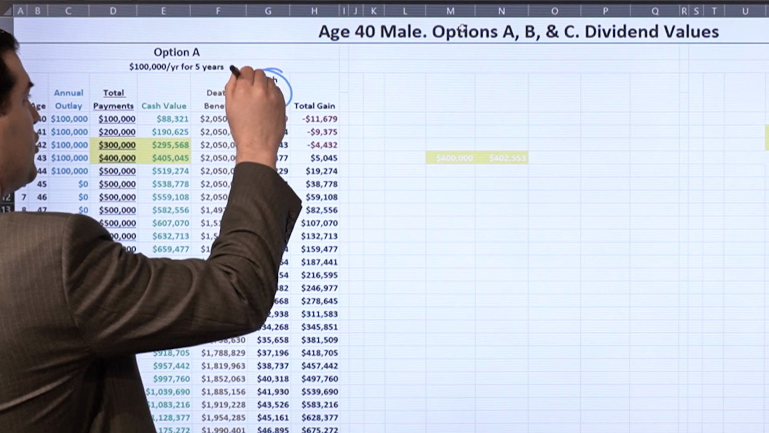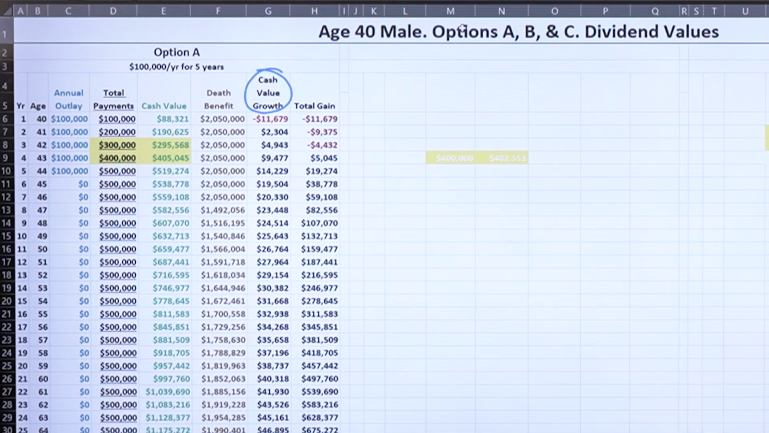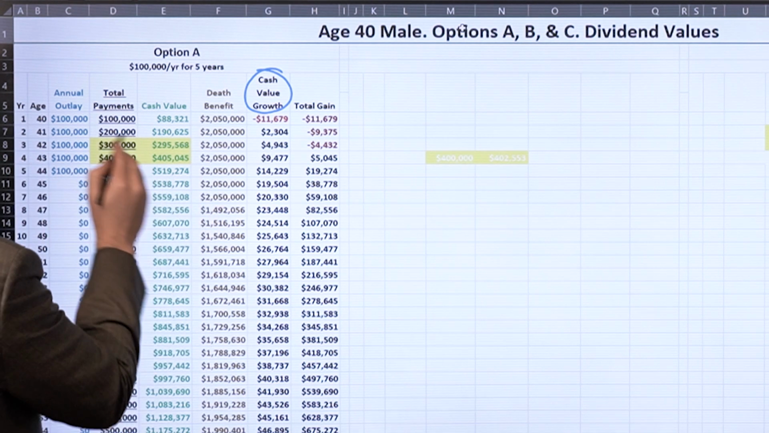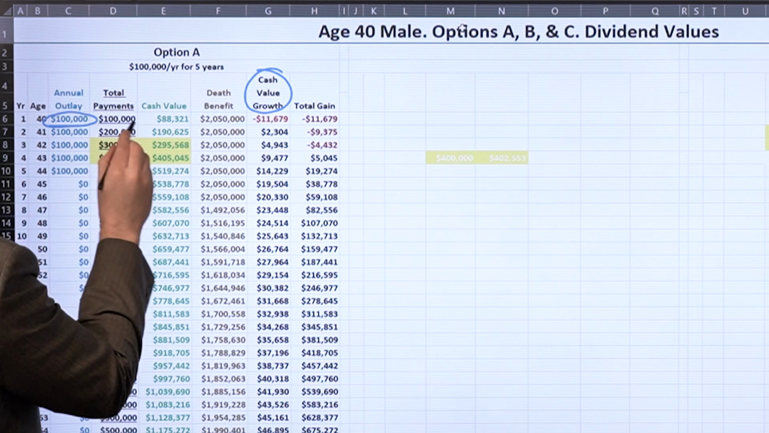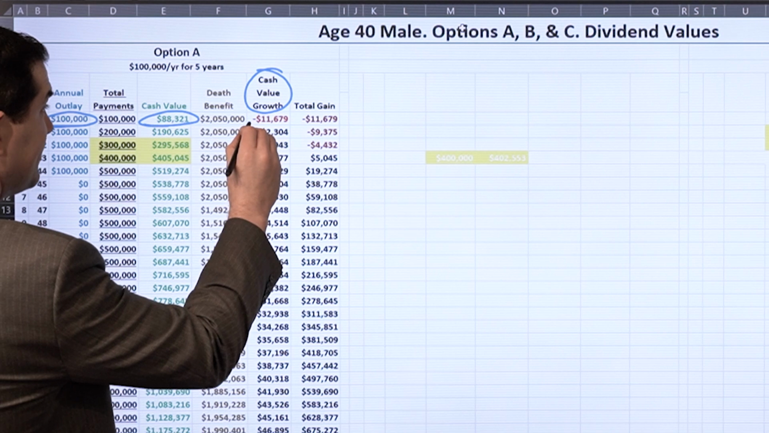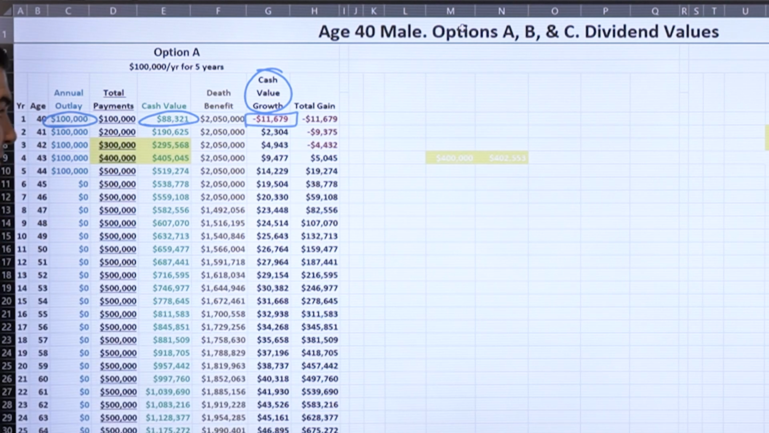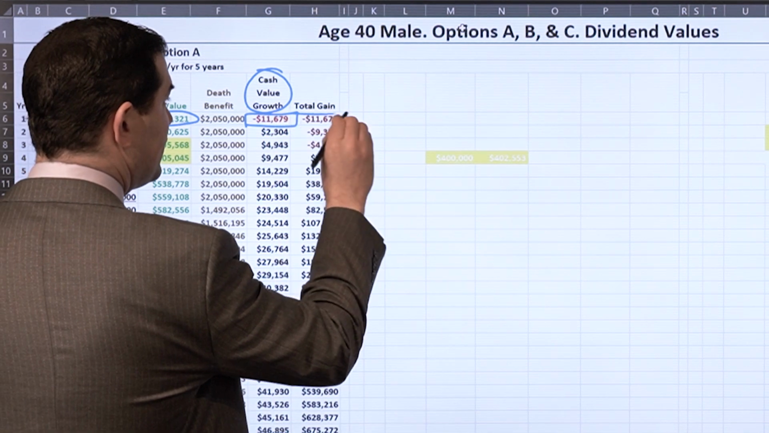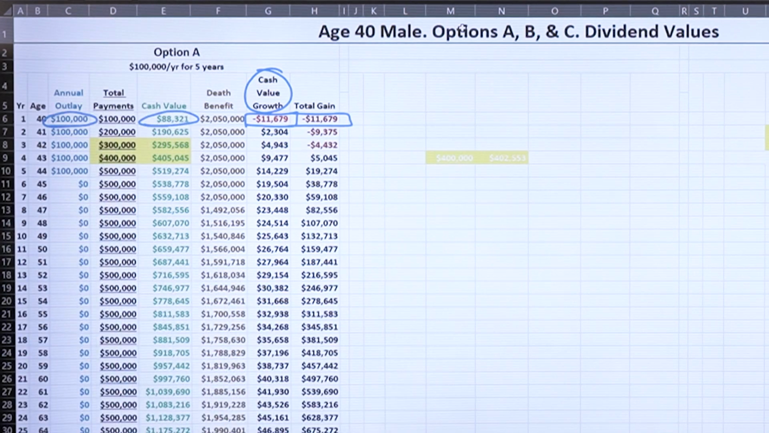I've got my cash value growth, which isolates what the cash value is growing by each year net, meaning what you are receiving from the insurance company. So for example, you pay in $100,000 in the first year, you've got $88,000 in change, which comes out to just about an $11,700 loss, isolating that particular year. That's the hit you took. Total gain in the first year, it's identical, negative $11,000 in change.